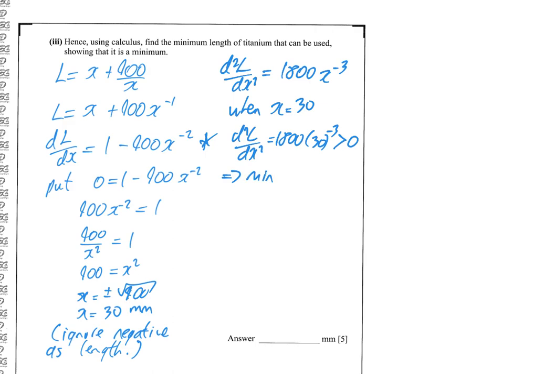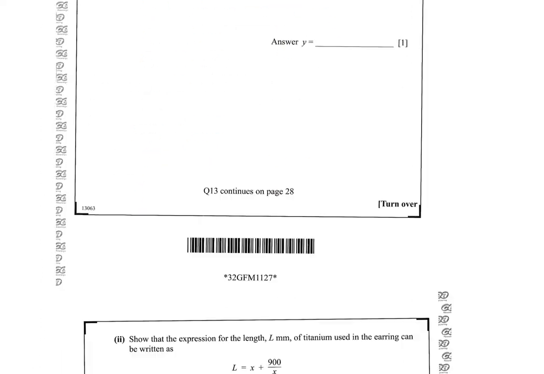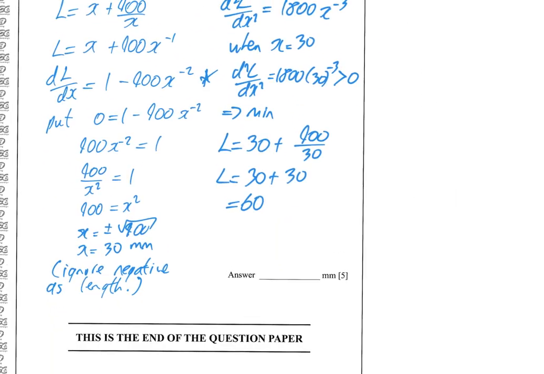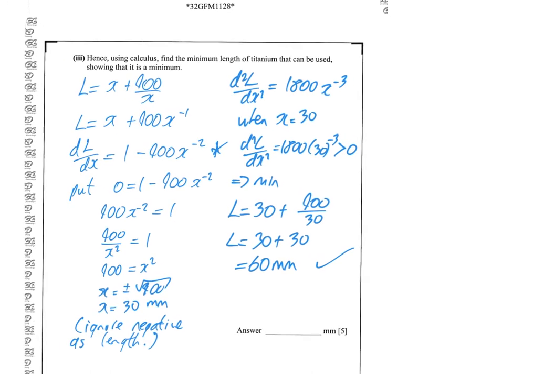So your answer, it says, read the question again. It says, hence, using calculus, find the minimum length of titanium that can be used, showing that it's minimum. We need to find the whole length. Your length formula, remember, was x plus 900 over x. So that becomes 30 plus 900 over 30, which is just 30 plus 30, which is a total of 60. And I can't remember what the units are in this question. Where are we? Millimeters. It was millimeters. So 60 millimeters, and that's done.